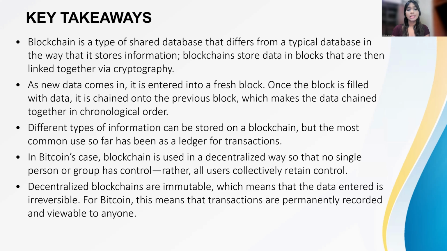In Bitcoin's case, blockchain is used as a decentralized way so that no single person or group has the control. Rather, all the users collectively retain the control. As a result, in blockchains, each node has the authority over all the transactions that are being viewed. Decentralized blockchains are immutable, which means that the data entered is irreversible. For Bitcoin, this means the transactions are permanently recorded and viewable to everyone.